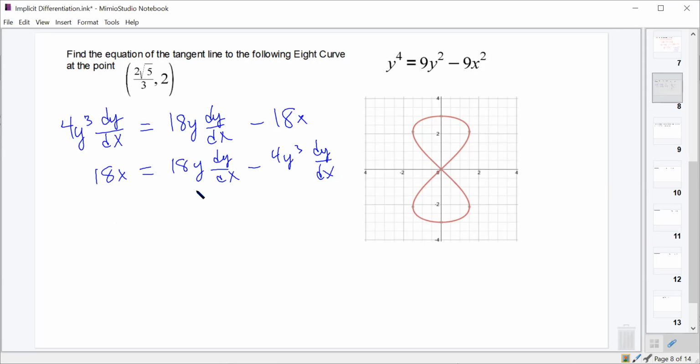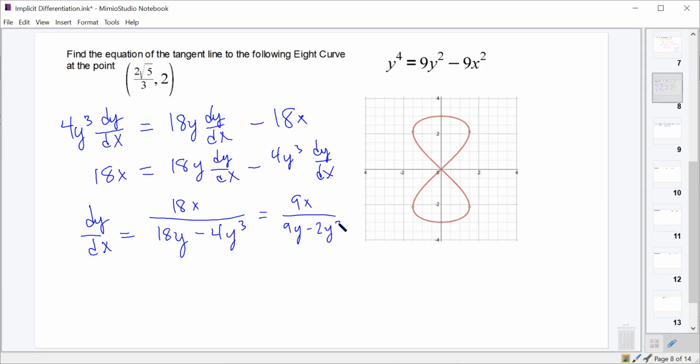And what do we end up with? We end up with dy dx equals 18x over, and when we factor out the dy dx, this is 18y minus 4y cubed. Good or no? Good. All right. Those are all divisible by 2, right? So might as well make it a little simpler. 9x over 9y minus 2y cubed. And if we want to find the slope, let's evaluate this at the point 2 root 5 over 3, comma 2.